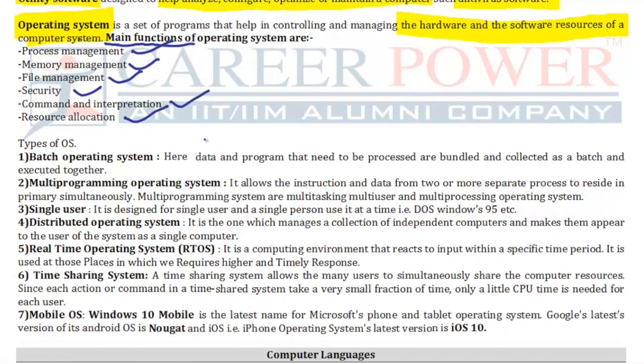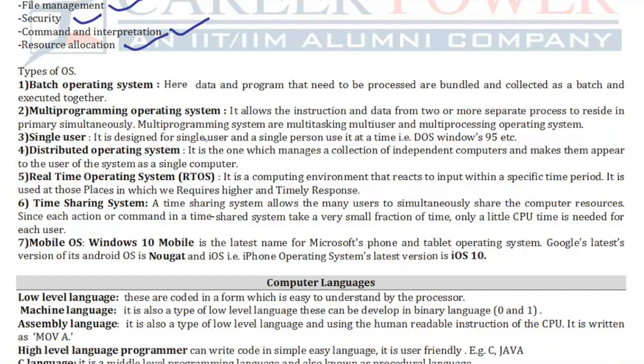Now let us have a look at what all types of operating system are there. We need not go into the detailed discussion of type of operating system, but you need to know some basic types of operating system and what is the difference between them. The first, we have the batch processing system. Here data and program were needed to be executed and processed as bundles that were collected as batch and executed together.